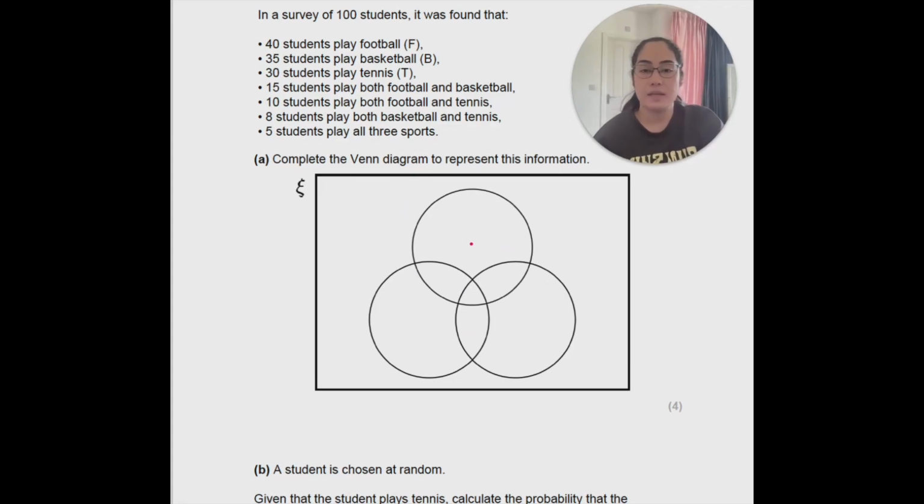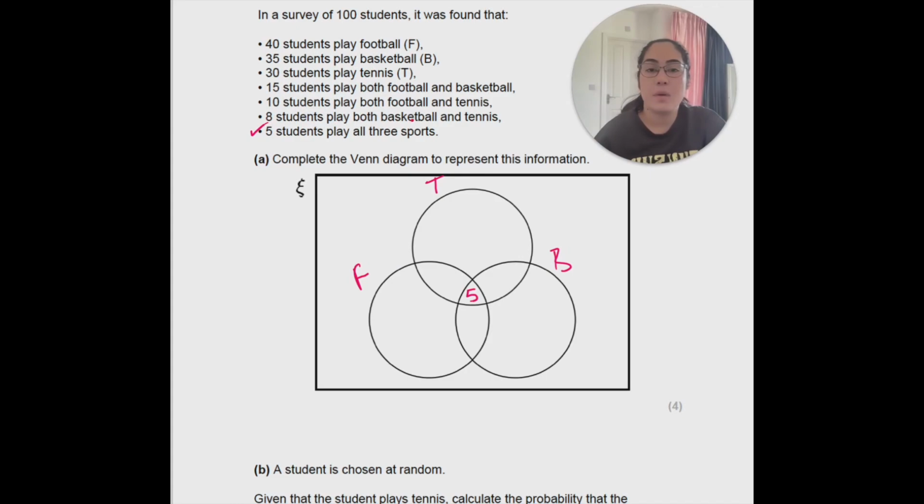So we're going to label these based on the 3 groups that we have: football, tennis, and basketball. That's what each of the circles represent. Now I'm going to start from the one in the middle. 5 students play all 3 sports. That goes right there where the 3 circles overlap, right? And I like to tick them off so I know which ones I've done.